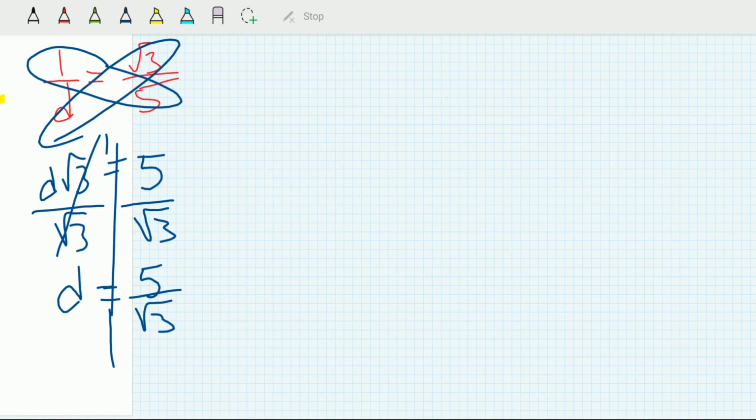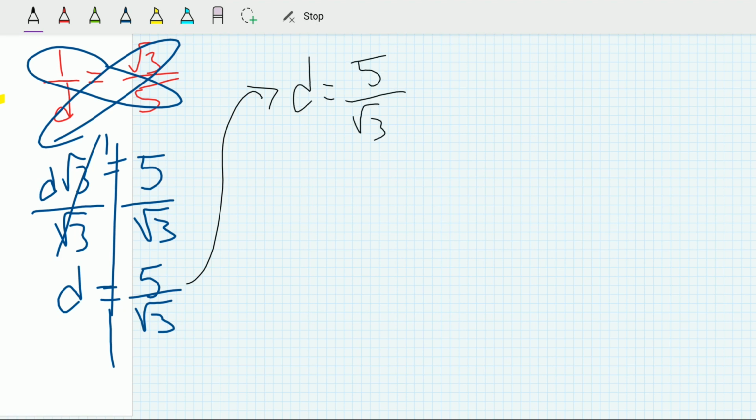And if you haven't seen the steps for rationalizing, I'll link a video in the description box that'll show you an example. So let's do it. D is equal to 5 over square root 3. For those of you that want to look it up on YouTube by yourself, let me see if I can spell it right.